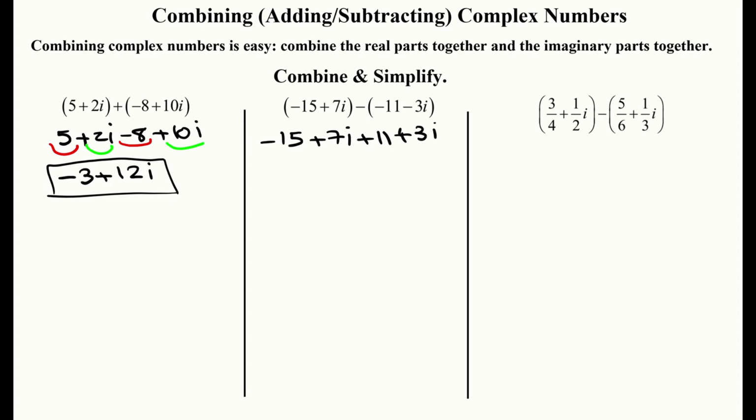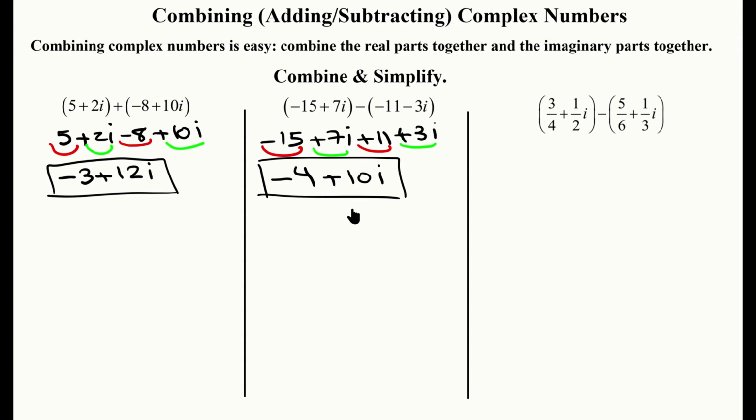Now once again we'll go ahead and combine the real parts here, and also combine the imaginary parts. So we end up with negative 4 plus 10i, and that's all we have to do. Notice we always write our answer in a plus bi form, okay? Even if it's minus, doesn't matter, it's the same thing.